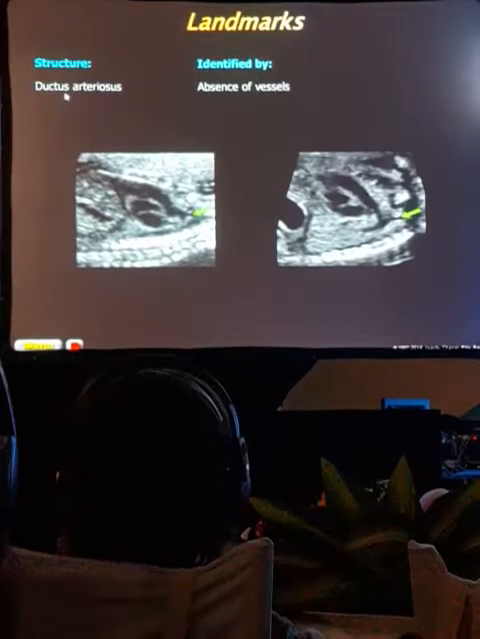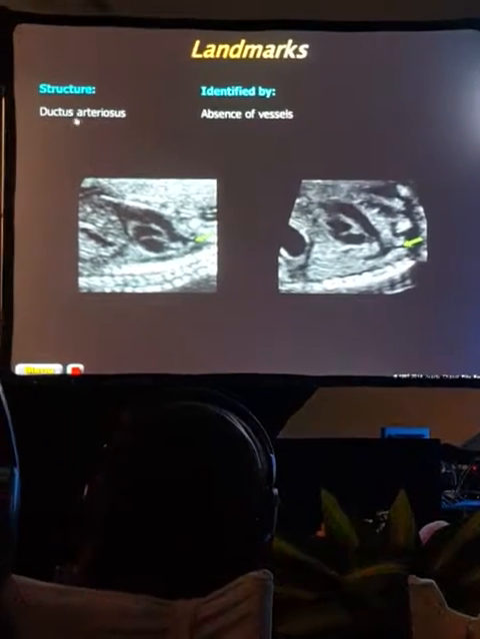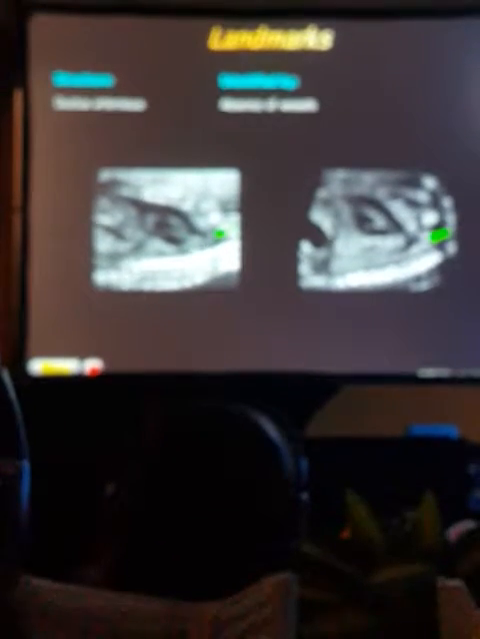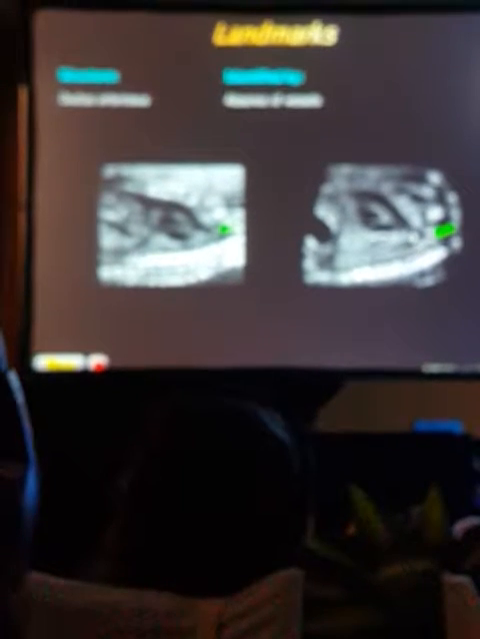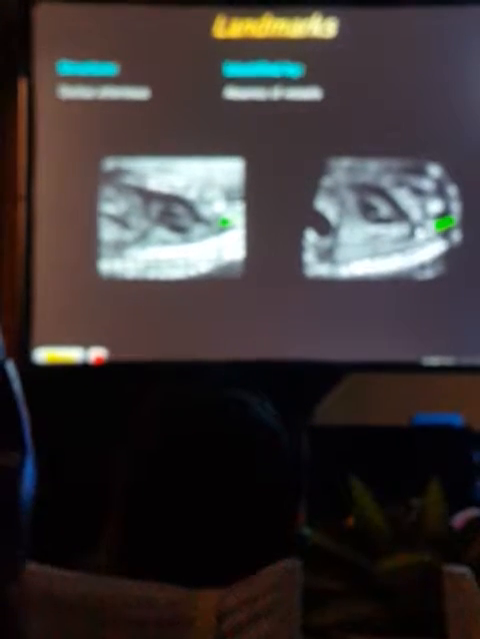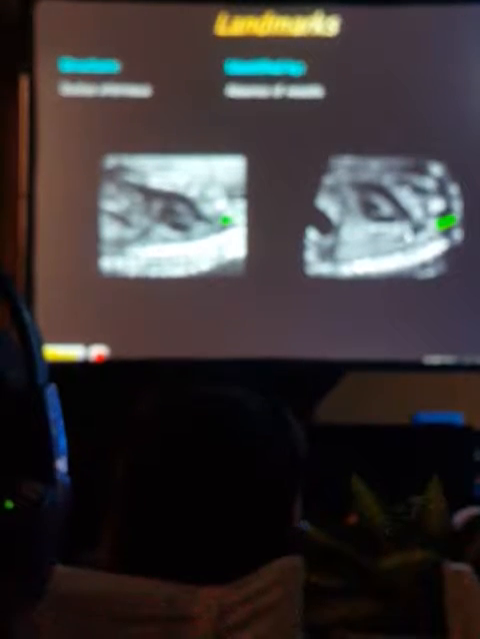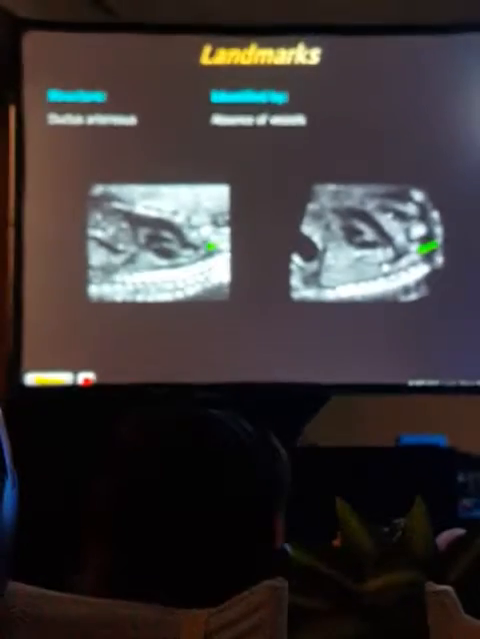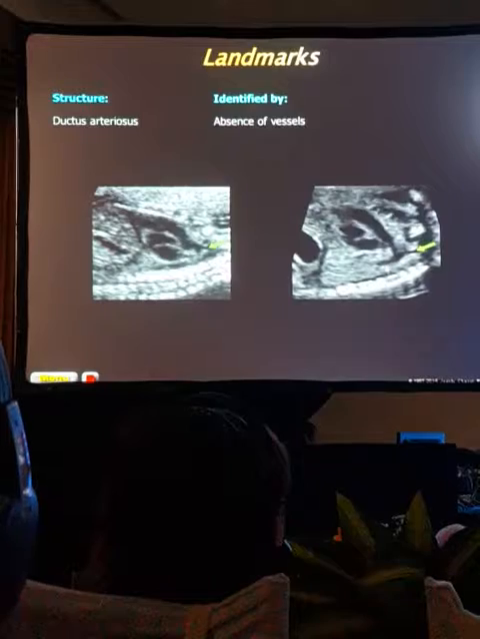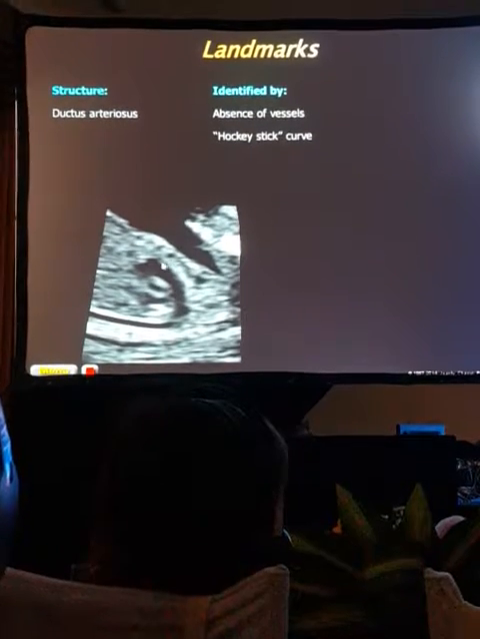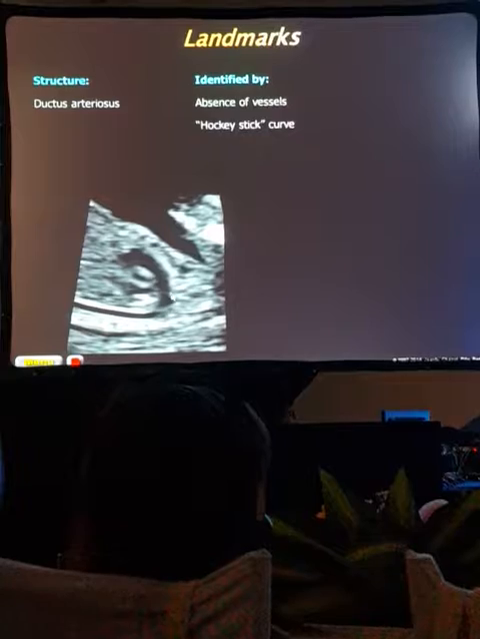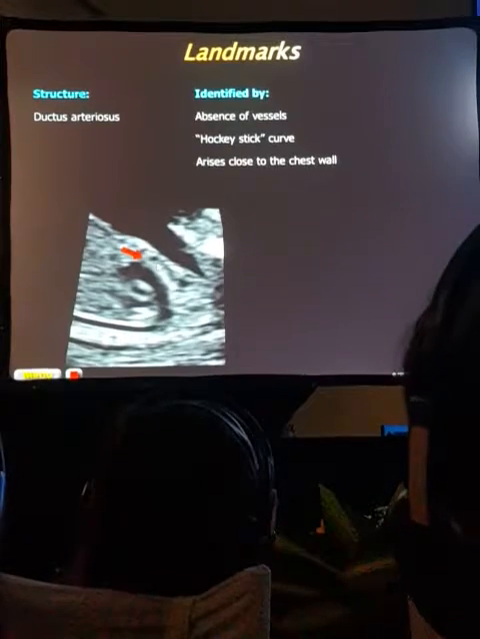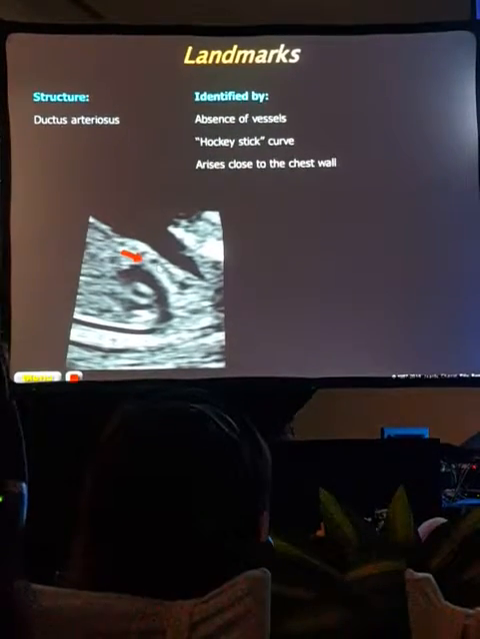Now, how do you recognize the ductus arteriosus from the aorta? Well, the ductus arteriosus has no vessels arising from it, except that from time to time, in some sections, you can see the left subclavian artery appearing to come from the ductus. It's actually coming from the aortic arch, but because of the slight stiffness, it appears to come from the ductus. So don't get confused by that. That's a normal finding. The ductus has a hockey stick curve. It has a sharp angle here compared to the aorta, and also it rises close to the anterior chest wall because it comes from the right ventricle.